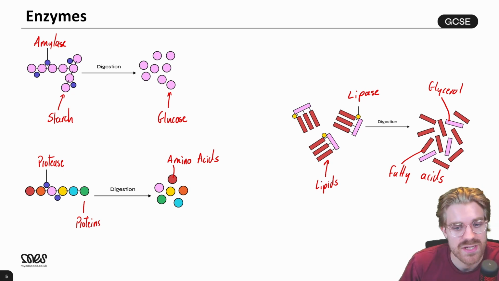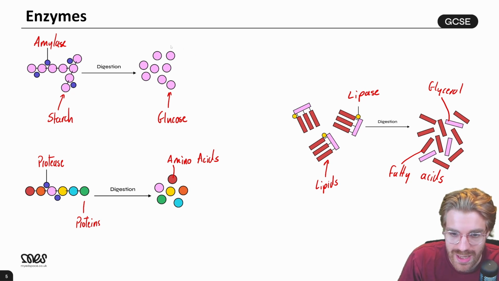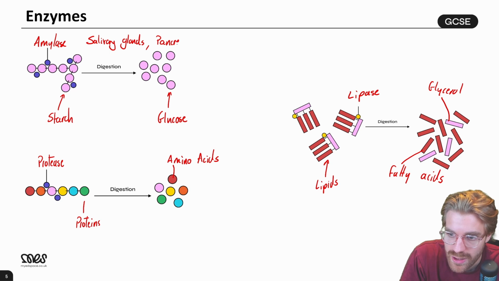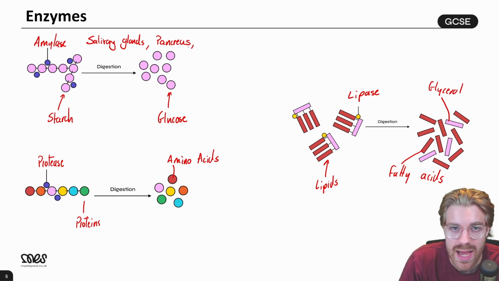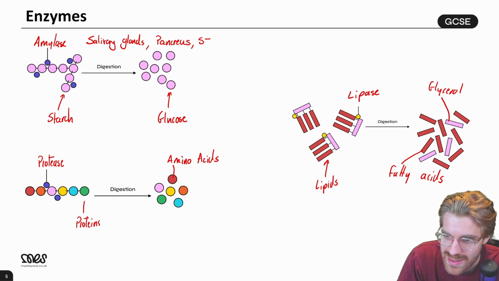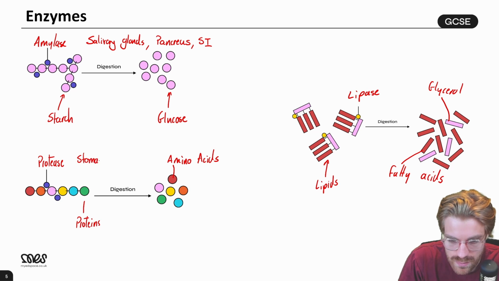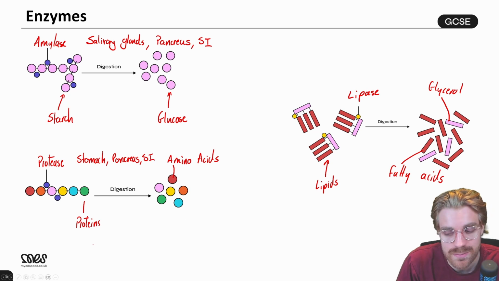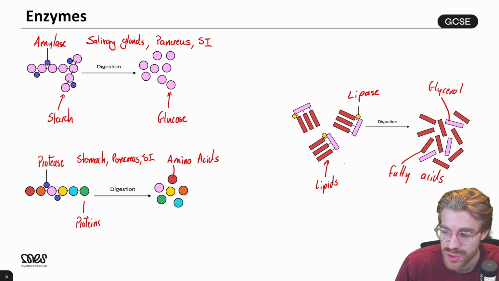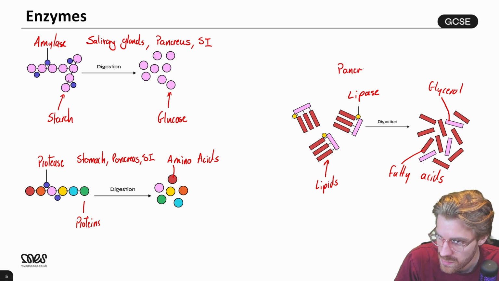We also need to know where each of these enzymes is produced. Now, amylase is produced in 3 different areas. We mentioned earlier about the salivary glands. So the amylase is produced in the salivary glands, the pancreas. The pancreas is one of our glands that produces lots of different enzymes, and the small intestines. Now, proteases are produced in 3 different places. They are produced in the stomach, in the pancreas again, and in the small intestine. And lipases are produced in only 2 different areas, from the pancreas and again in the small intestine.